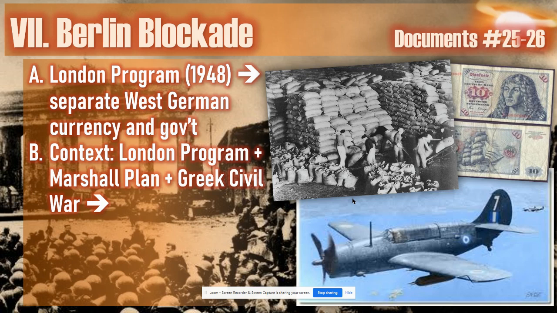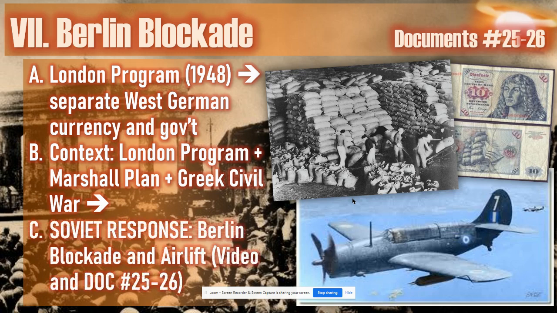And so, in the context of the London Program, where it seems like the Western allies are going their own way, the United States is pushing for a strong Germany and they're going to go without the Eastern part if they had to. Add to that the American Marshall Plan and the stress and strain that's going to put on the Soviet Union and Eastern Europe, plus the American support of the Greek Civil War. All of these things provide the context of the Soviet response in Berlin in what becomes known as the Berlin blockade and the subsequent airlift.